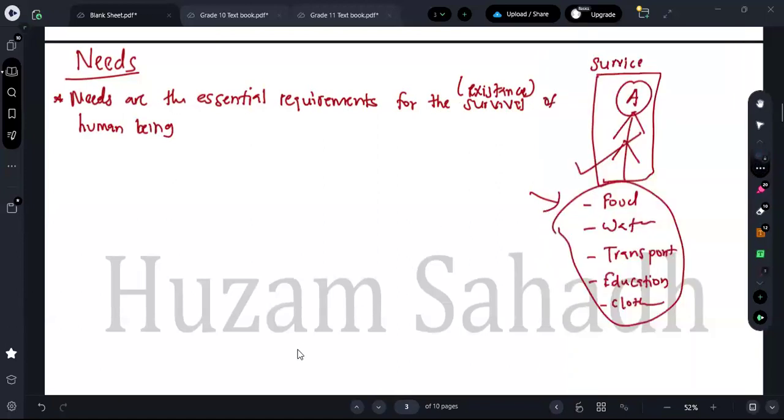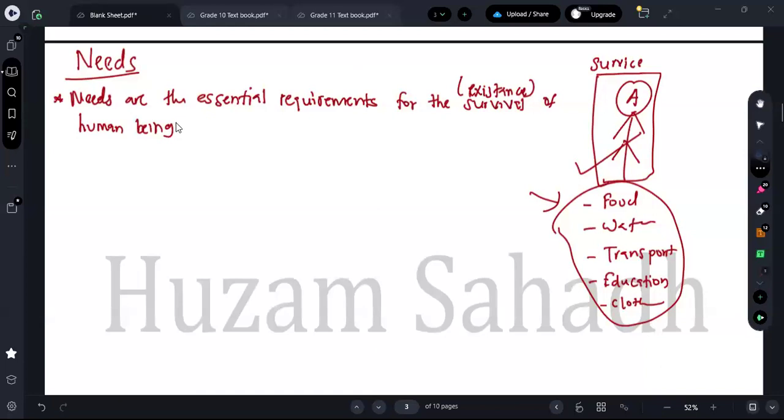Now let me take you all through this definition. A good student has sent some answers: health, security, communication, entertainment. Yes, it's correct. Okay. Now let me take you through the definition.